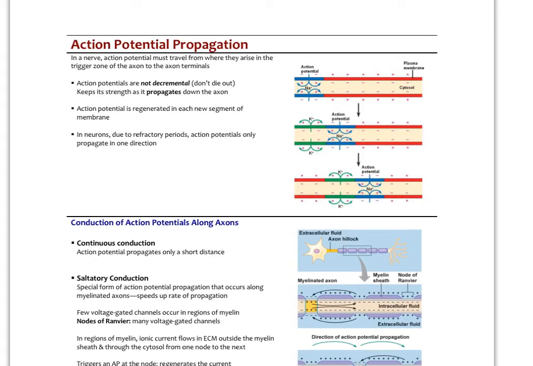So here's a picture again we saw before of the action potential propagating down the axon. The action potential doesn't die out. What's important is that it's regenerated at each little portion of the axon. So it's not what we call a decremental current like we saw with graded potentials. It keeps its strength as it propagates down the axon, and it's regenerated. So that's why it always is able to keep that same amplitude all the way down. So that's one very important point here about action potentials.